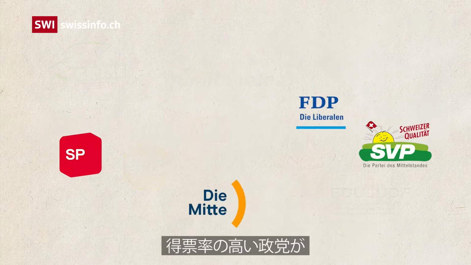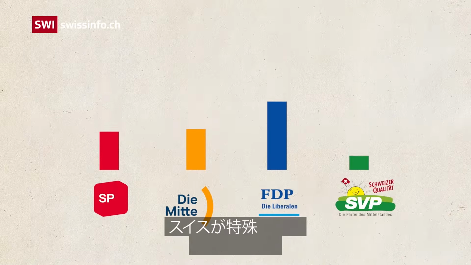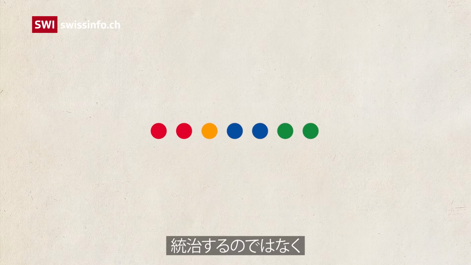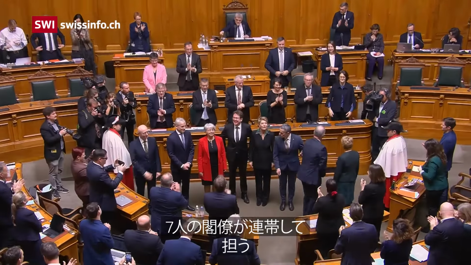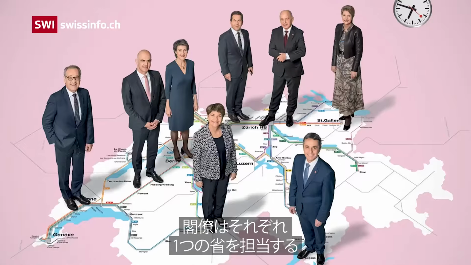The parties with the highest voter shares are also represented in the government. Unlike in other countries, Switzerland is not governed by a president, but by 7 federal councillors. They all head their own ministry.